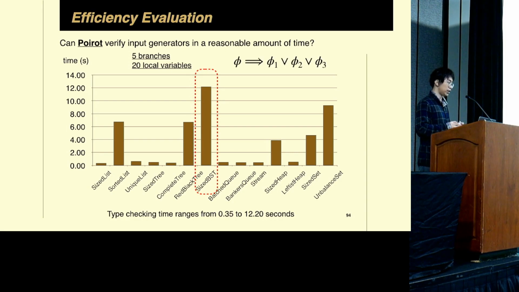Remember how we deal with this control flow. We need to disjunct them together. So the more branches you have, it means that the larger query you have, and it will take a longer time.